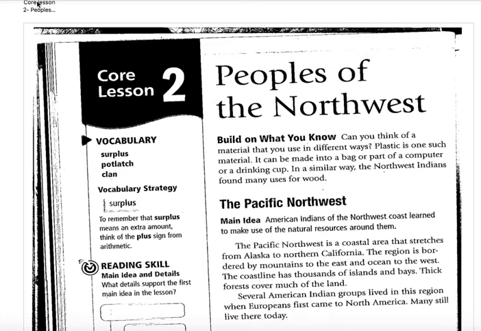We can take a look here at our lesson, and we see right here on our page that we have 3 vocab words that we're looking for today: surplus, potluck, and clan. And when we find those ideas, we're going to highlight them.